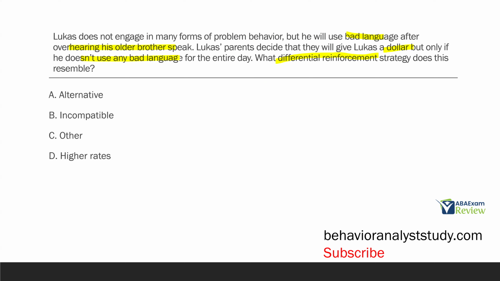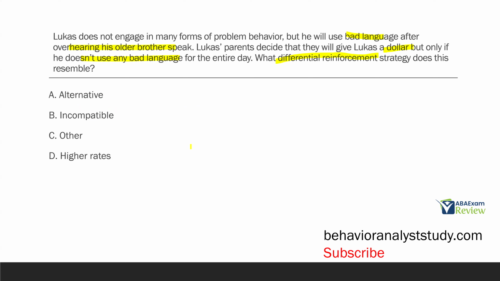Now, when does Lucas get that reinforcement? He gets that reinforcement for not engaging in a behavior, for the absence of a behavior. And when we reinforce in the absence of a behavior, what do we call that? A, alternative, like we just talked about. With alternative differential reinforcement and incompatible differential reinforcement, we're teaching a replacement. If we're not teaching a replacement, it can't be either one of those. So A and B are out.